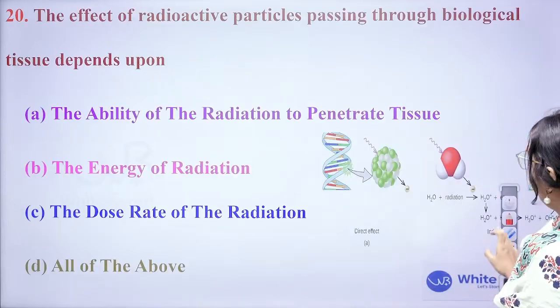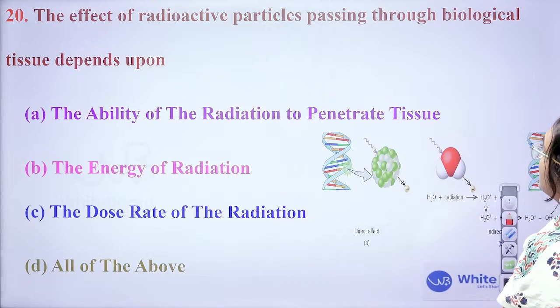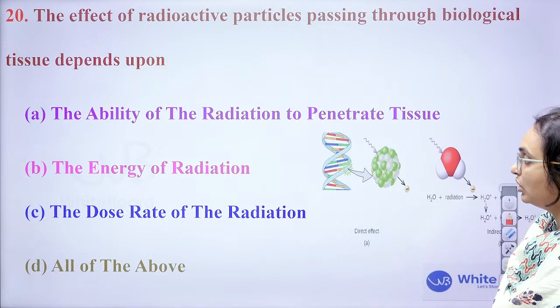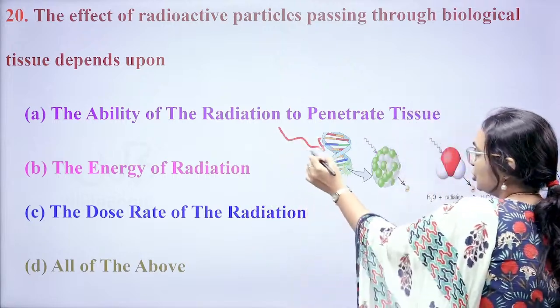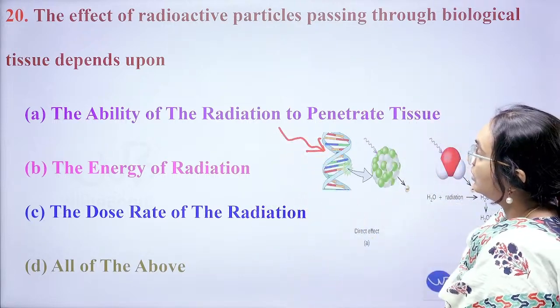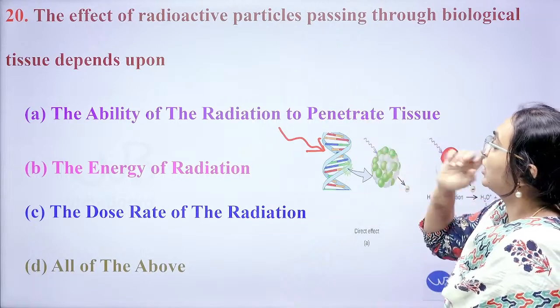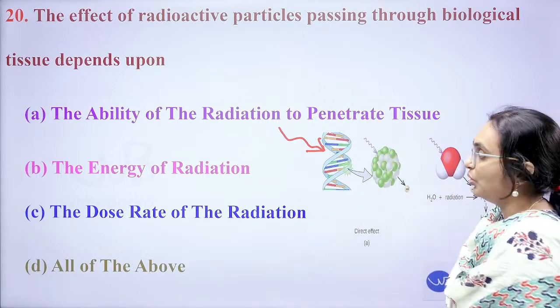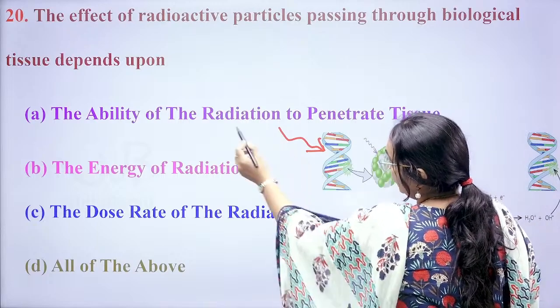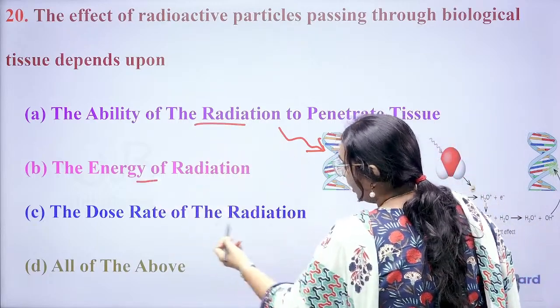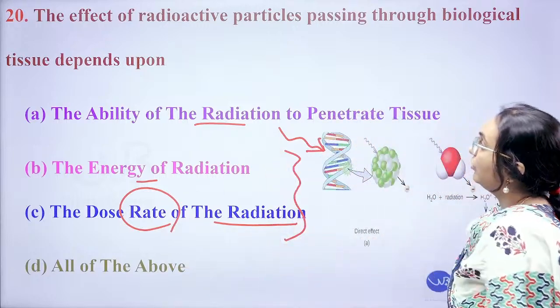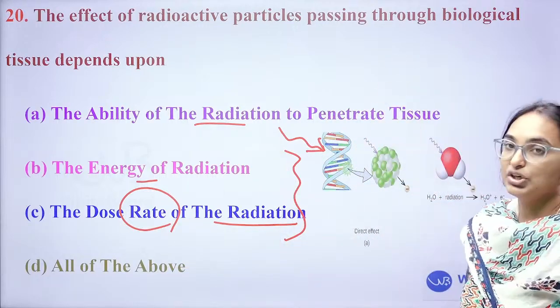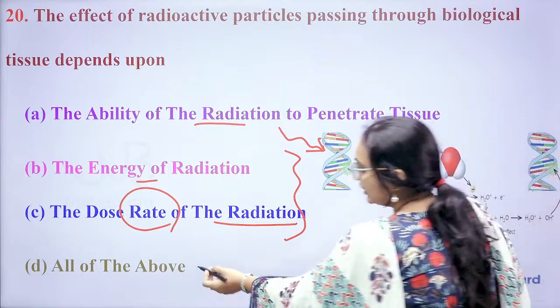Next, the effect of radioactive particles passing through biological tissue depends on the ability of the radiation to penetrate the tissue. Depending upon that, next, the energy. So, ability, energy and the rate are all important factors for passing through biological tissue. So, answer is D, all of the above.